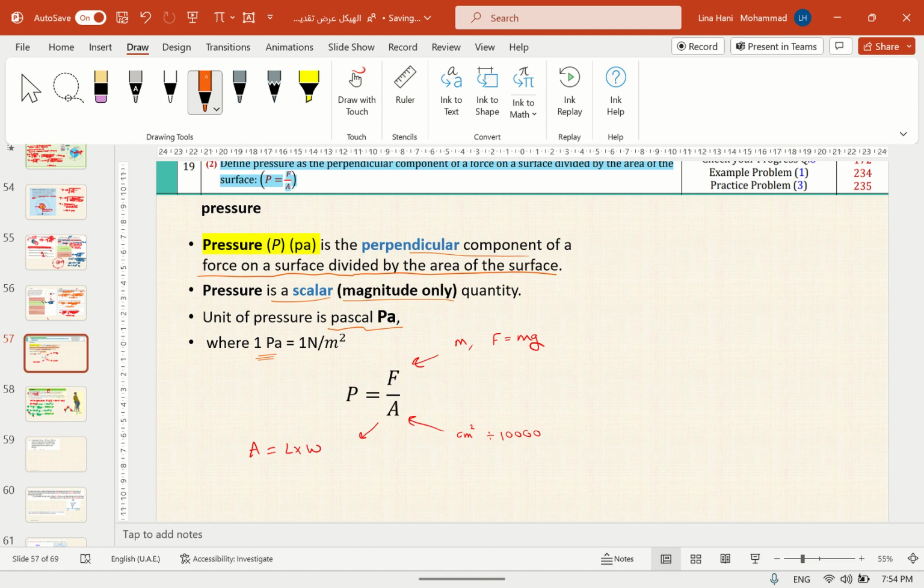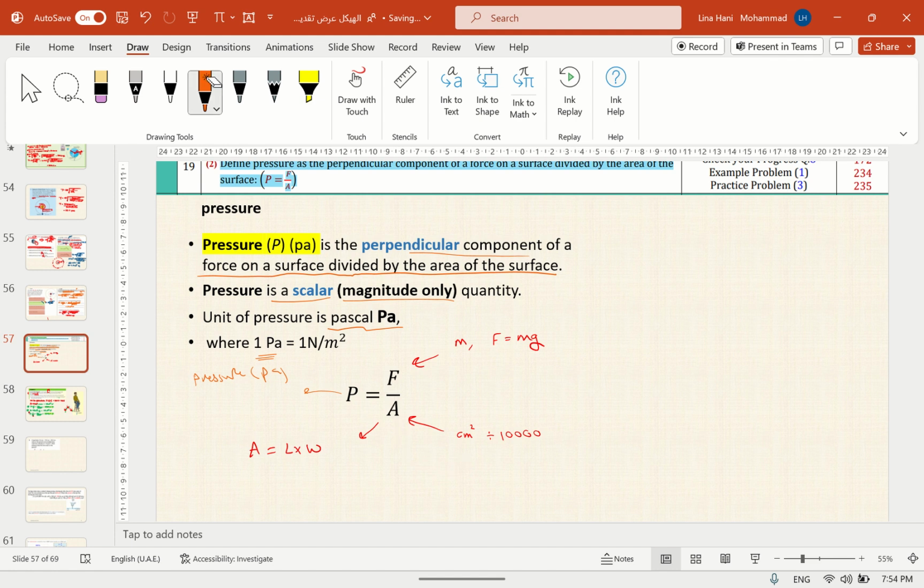The equation for pressure is force measured in newtons divided by area measured in meters squared. So this A is area measured in meter squared, and F is the force measured in Newton.